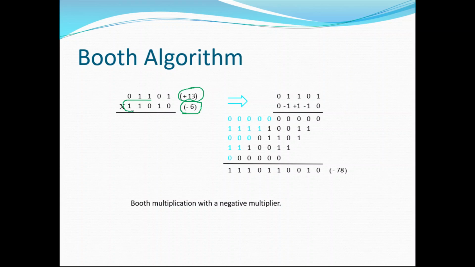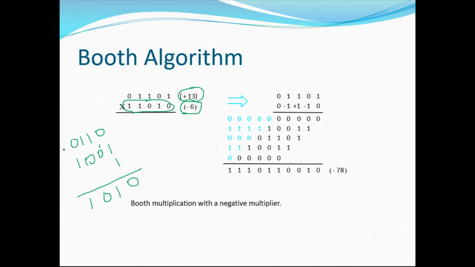This is what we want to perform, right? So here it is represented in 2's complement. 6 is 0110. If you take the 1's complement, it is 1001. Then add 1 to this. So 1 plus 1 is 0, I mean 10, and carry 1. So 1010.